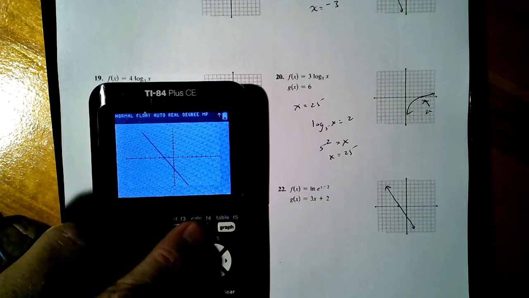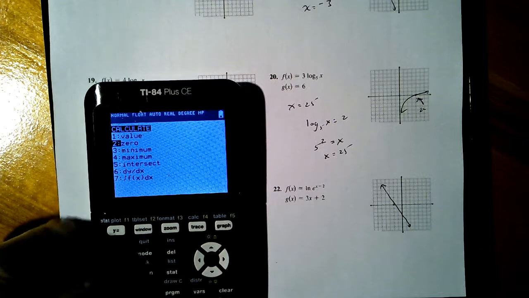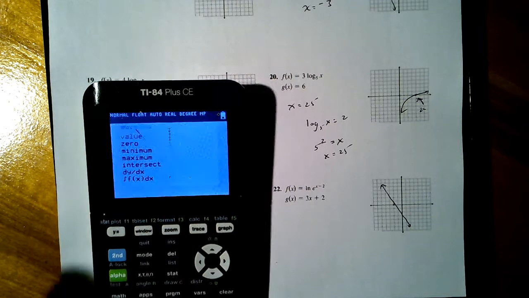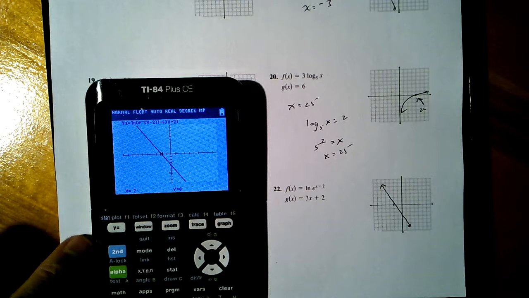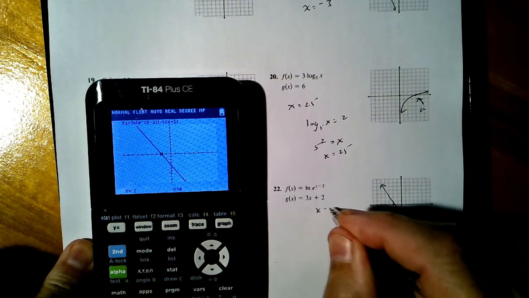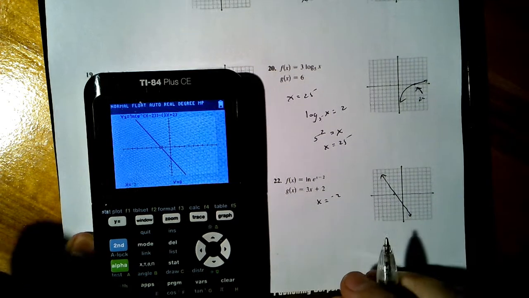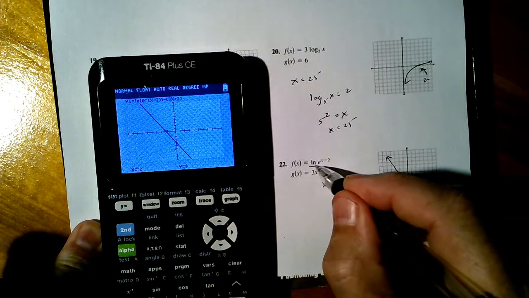Let's check it. Second calc value. Let's go value negative 2. Yep, negative 2 is our 0. X equals negative 2. So if we were to do this one by hand, take a look at this right here.